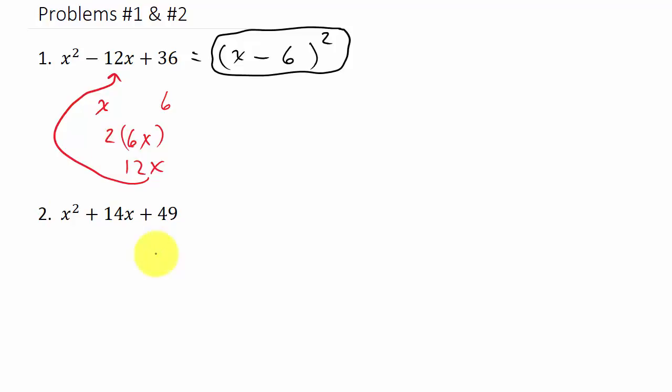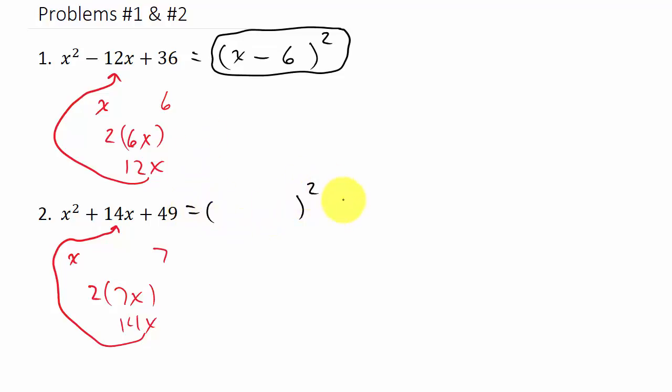Alright, let's look at the next one. The square root of x squared is x, square root of 49 is 7. Multiply them together, we get 7x, times 2, that's 14x, which is the middle term. So that tells us it factors into this. It's a perfect square trinomial. So the square root of the first term, x, this sign, and square root of the last term. And there it is. Alright, we got 3 more to do.